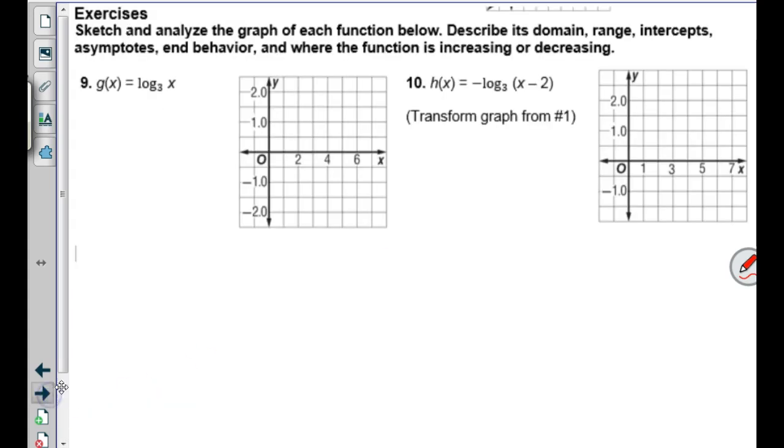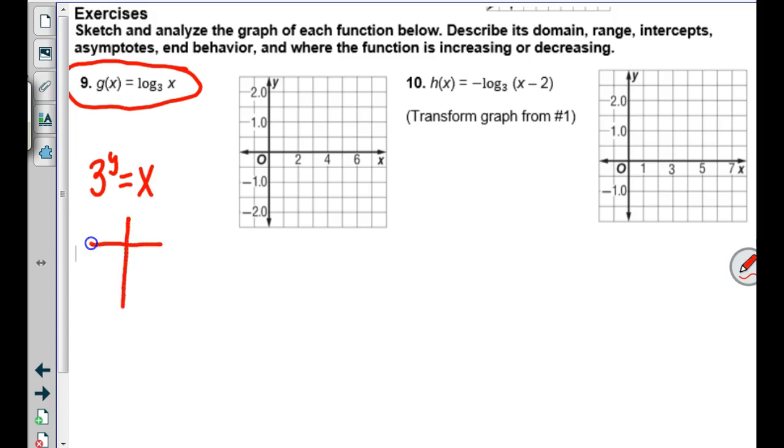So let's try this one. If I want to graph this without a calculator and get 3 exact ordered pairs, I'm going to rewrite it. What does this say? 3 to the y, right? So what are some ordered pairs that work there? Can we put in numbers for y instead of x?